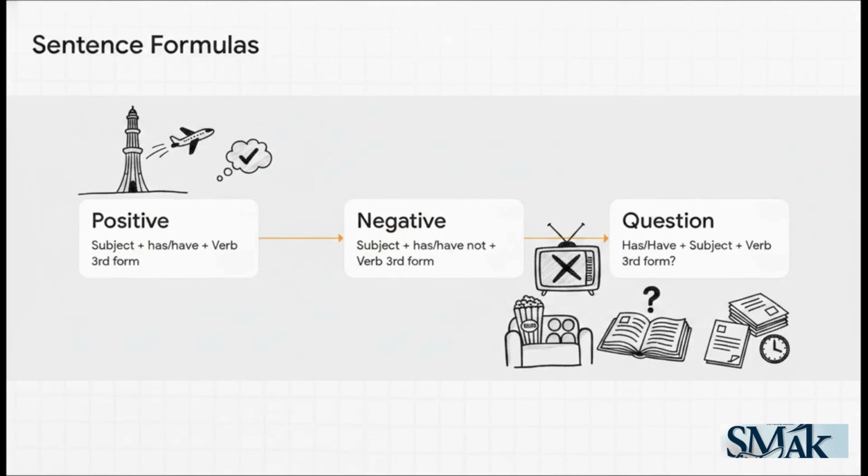So putting all of that together, we get these precise 3-step formulas. For a positive sentence, it's the subject plus has or have, plus that third form verb, like she has visited Lahore. For a negative sentence, which just shows an action has not happened, you simply drop in the word not. Subject plus has not or have not, plus the third form. They have not watched the movie. And finally, to ask a question about a completed action, you just flip the beginning around. Has or have, plus the subject, plus the third form verb. Have you completed your homework?